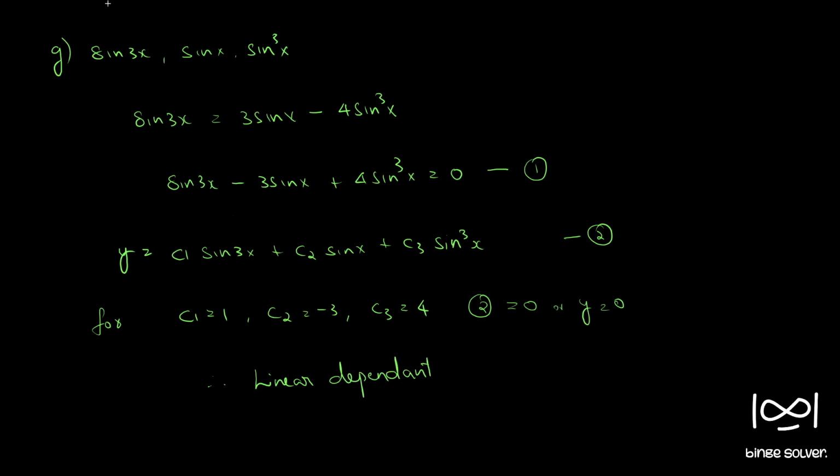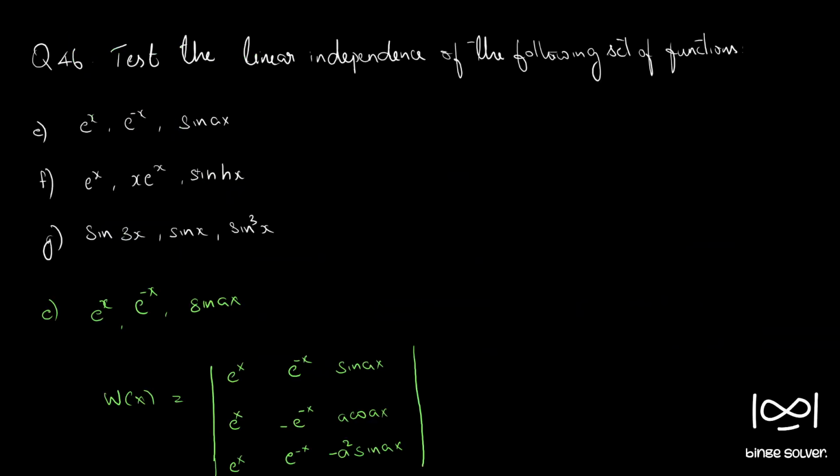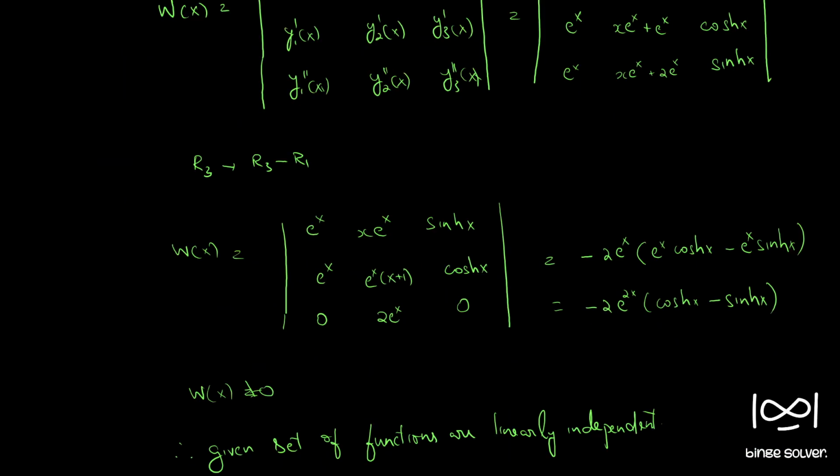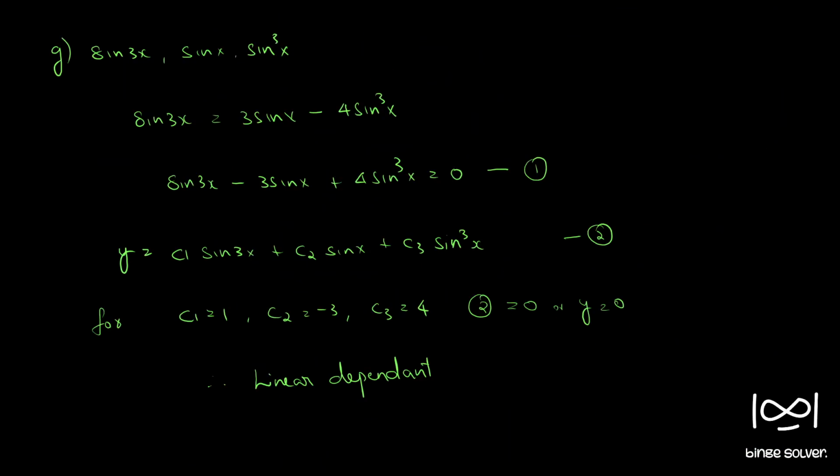We could have found the Wronskian, but it is too complicated. This is a pretty straightforward question. So this is the solution. We have found the solutions to E, F and G, all three. So question 46 is completed. This is the solution for E, F, and G.